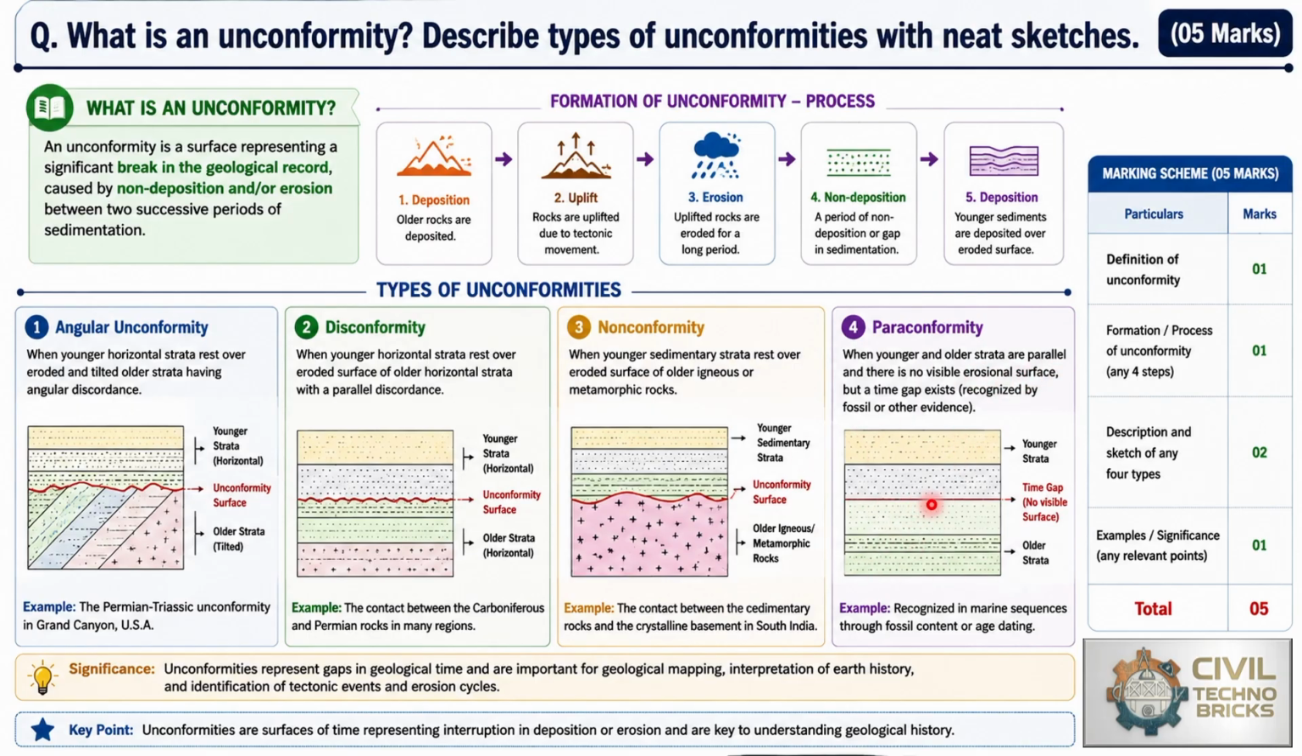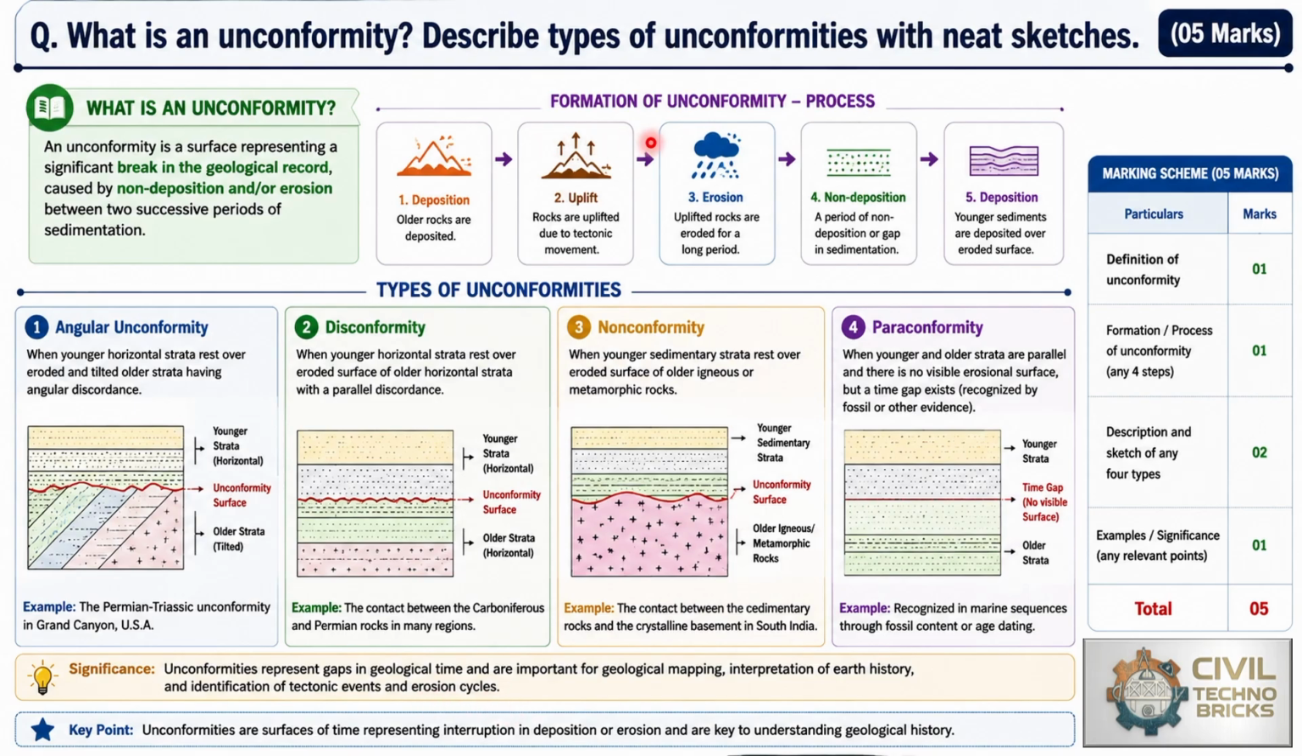There is no visible erosional surface, but a time gap exists that is recognized by fossils or other evidence. This is the time gap. So younger strata and older strata are parallel to each other, and this is recognized in marine sequences through fossil content or age dating. Unconformities represent gaps in geological time, and they are most important for geological mapping, interpretation, and earth history, to identify tectonic events and erosion cycles.